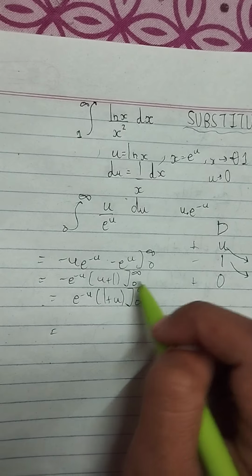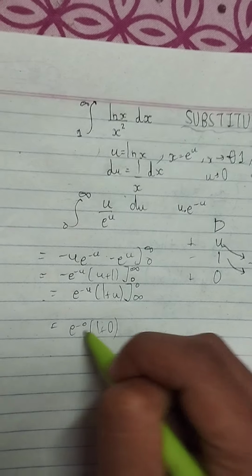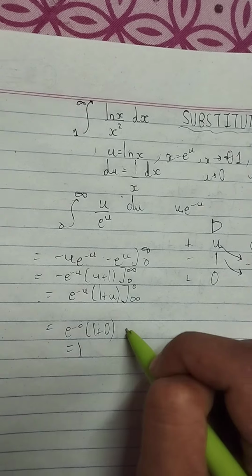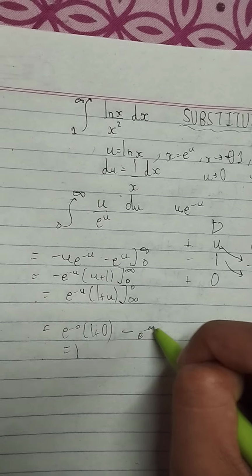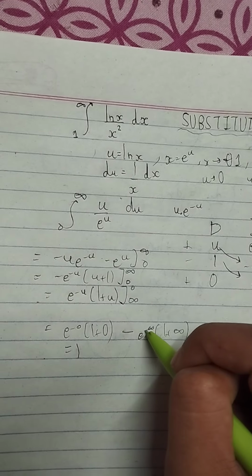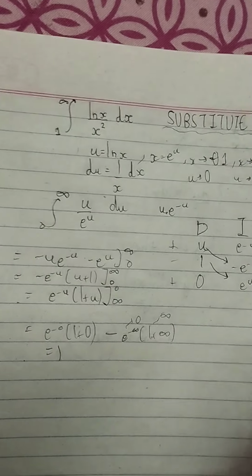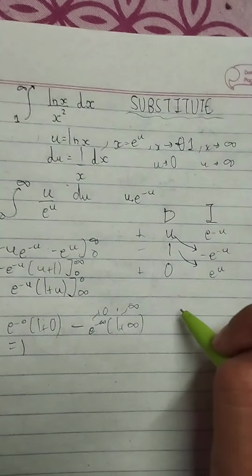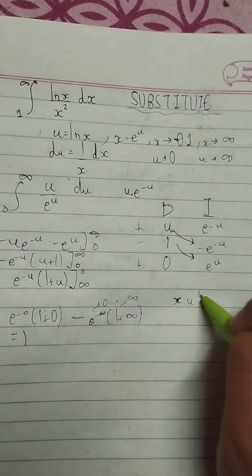So when we plug in 0 over here, we'll get e to the power minus 0 times 1 plus 0, and e to the power minus 0 is just 1, so this thing right here is 1 minus, and now over here e to the power minus infinity times 1 plus infinity. Now e to the power minus infinity is 0, and this is infinity, so we have an indeterminate case. Now we have to go to the limits form to really see what this limit actually is.